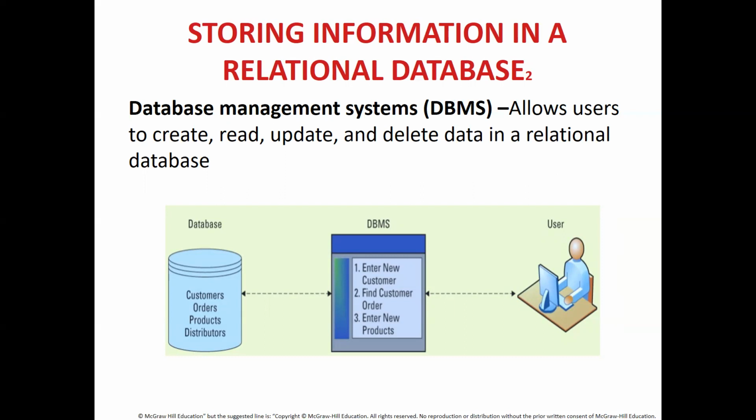Now, moreover, if you look at the diagram, you have a database, and the database has tables for customers, orders, products, distributors. With the use of a database management system, you'll see that a new customer is entered into the customer table. The customer is looked up by using the find feature. Okay, and the types of product that need to be entered are entered into the products table. Now, how is all this entered? It's entered through the user.